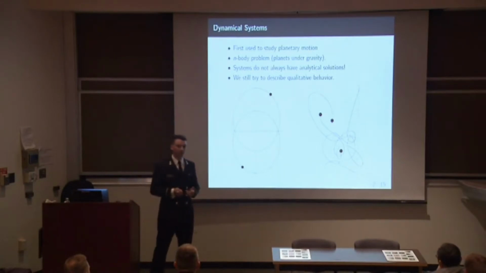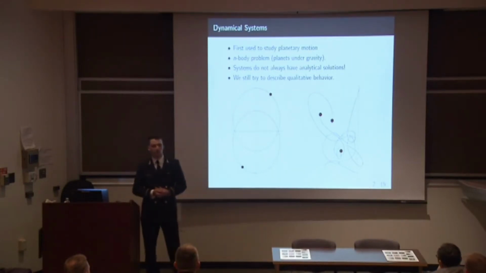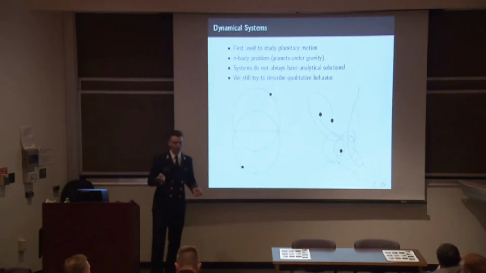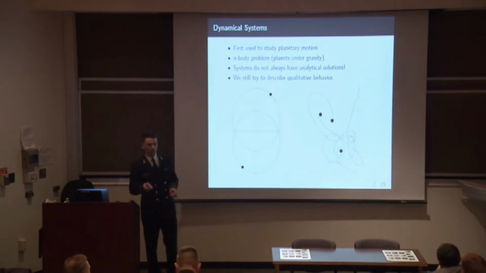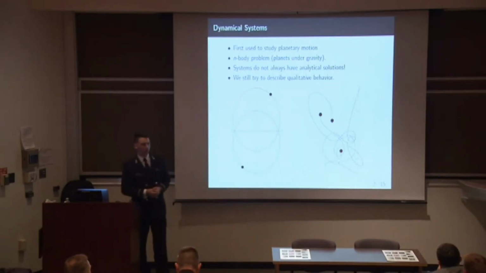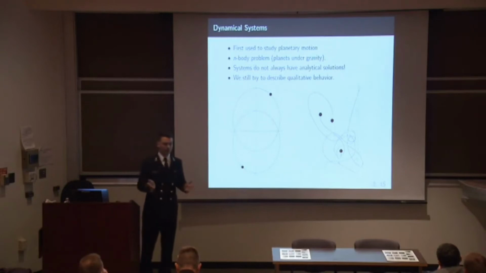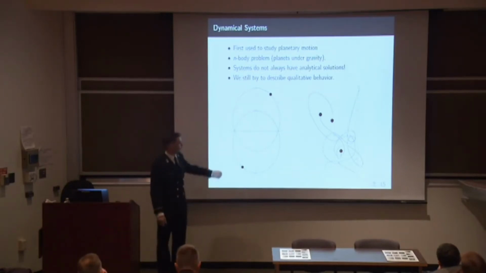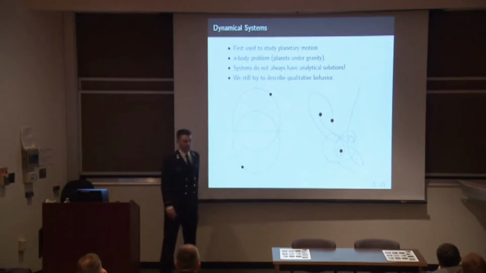Isaac Newton studied the motion of the planets with his law of universal gravitation. What he noticed was that if you have two planets moving according to gravity, you can figure out exactly where they're going to be at any point in time. All you have to do is integrate this differential equation and find a solution, and then you'll have the answer. Sometimes it might look something like this.